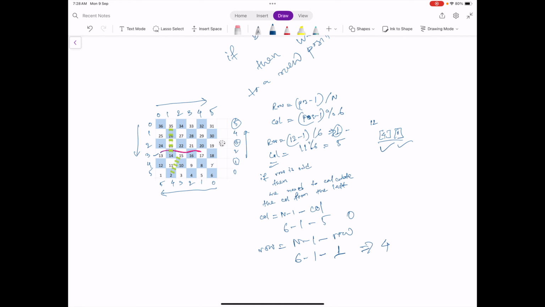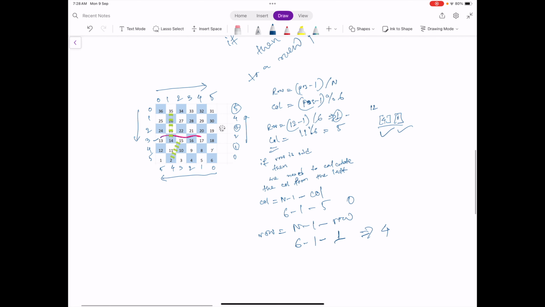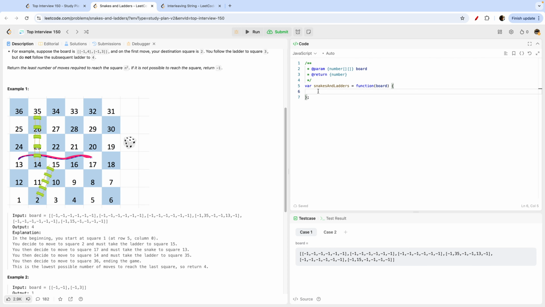Okay, all right. So let's try to code this up. Let's take n, this is the board length. Okay, we need to take a queue for BFS.